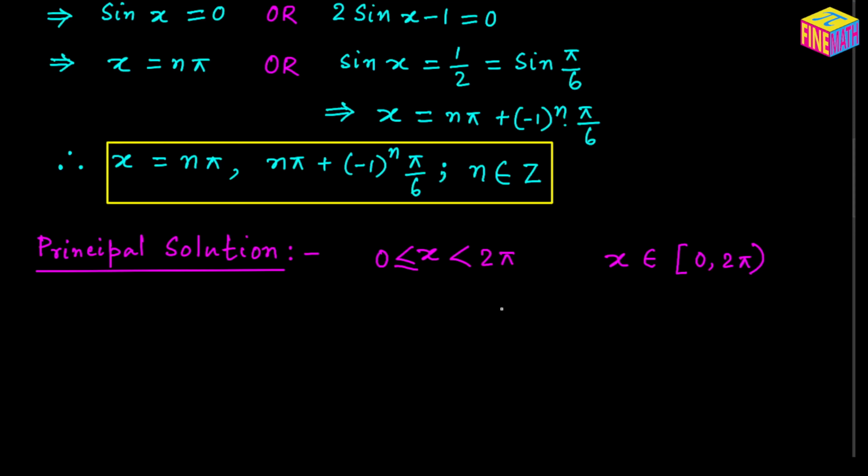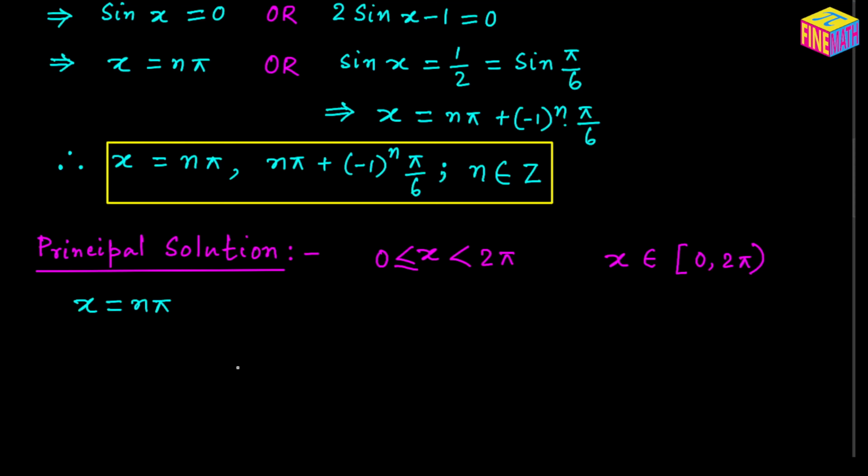That by definition is the principal solution, meaning the value of x within the range of 0 to 2 pi, 2 pi excluded and 0 included. So from x equals n pi, let's use various integral values of n. I am going to use positive integral values because x has to be between 0 and 2 pi. It's a positive angle we are talking about.